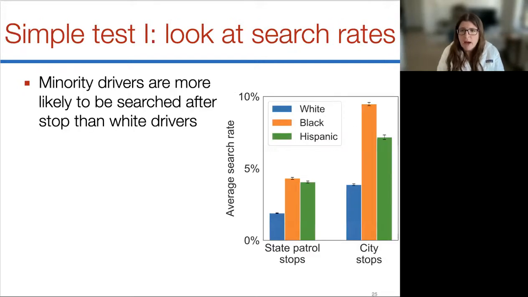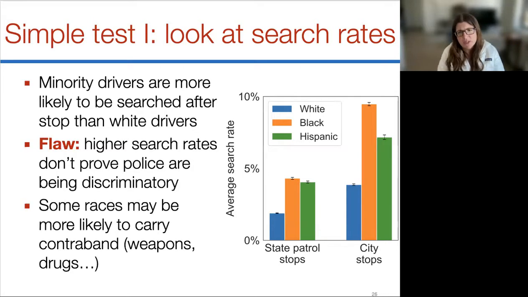Okay, so how do we look for bias in police searches? The first thing which has been proposed is to look at how likely members of different race groups are to be searched. So basically, look at search rates broken down by race. And when you do this, you do in fact see that Black and Hispanic drivers are more likely to be searched after a stop than are white drivers. So the disparities are large. I've shown them at right. They appear in both state stops, city stops, etc.